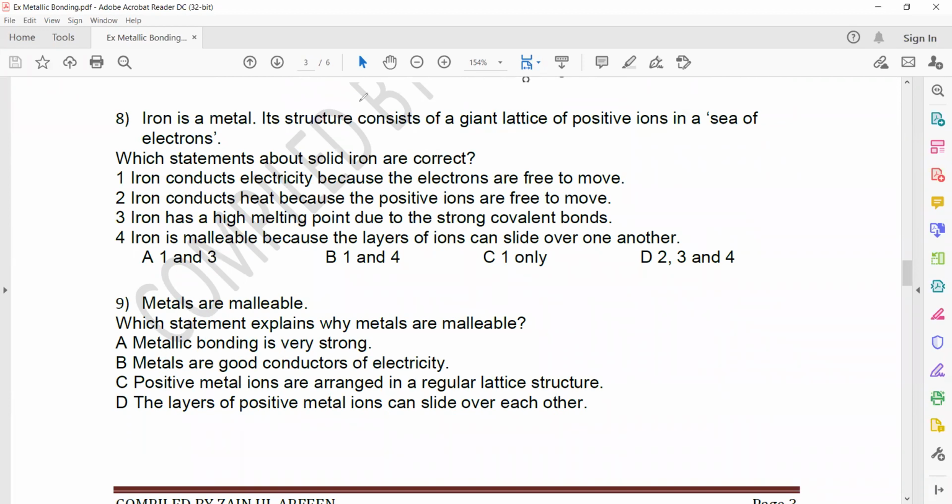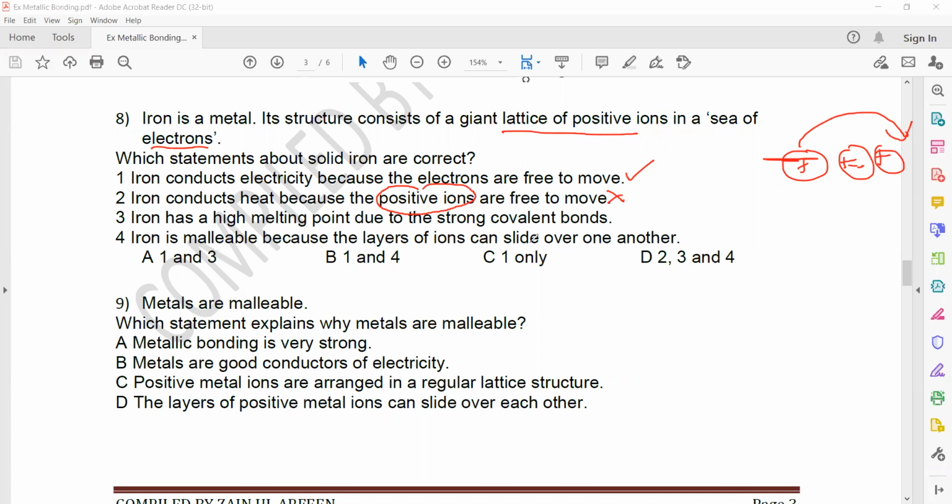Question 8. Iron is a metal. Its structure consists of a giant lattice of positive ions and free electrons. Which statements about solid iron are correct? Iron conducts electricity because it has free electrons. That's correct. Iron conducts heat because positive ions are free to move. These positive ions are not free to move. They can only vibrate, but they're not free to move from one place to another. So this statement is wrong.